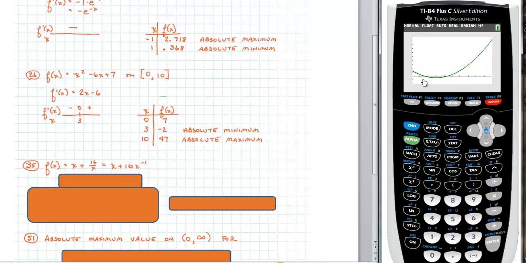So if I look at this graph, I can tell that this is my lowest value here, and this is my highest value, which is what the absolute is referring to.